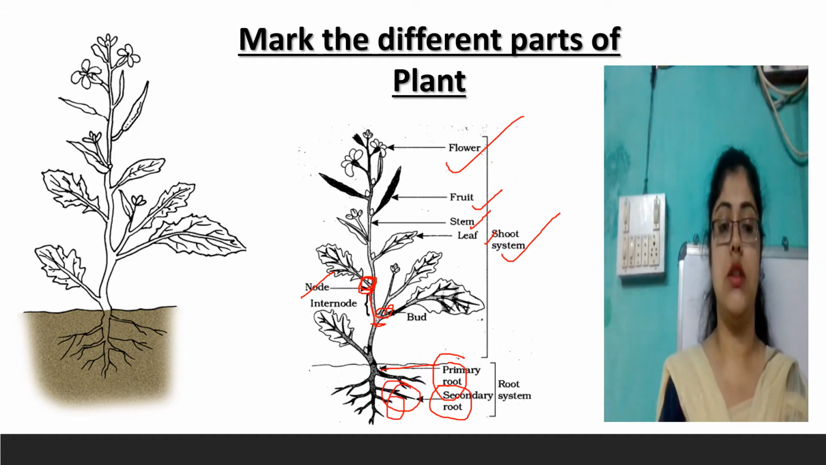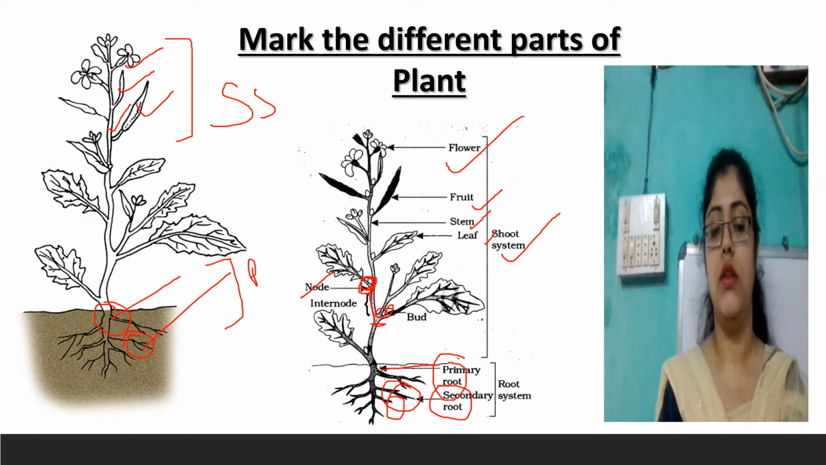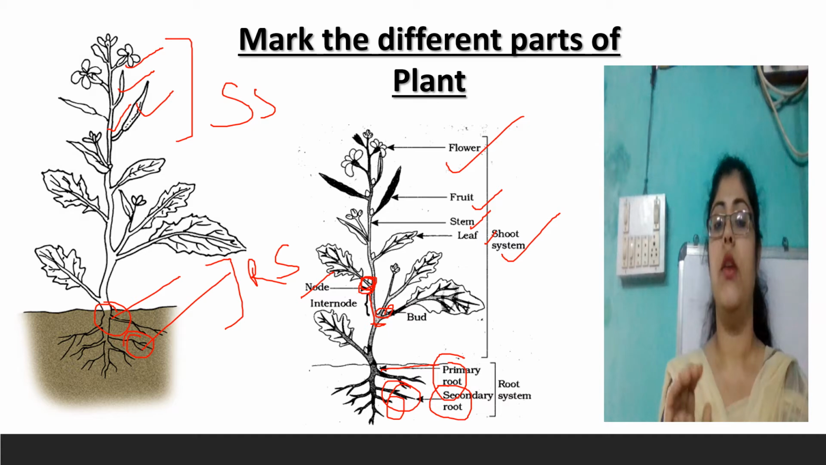Now let me just show you this. This is the flower, these are the fruit, this is the leaf, and this is the stem. So they all together come under the shoot system, right? Meanwhile the starting of the primary root and these connecting new root parts, primary and secondary, all together form the root system, right? Very good, class.